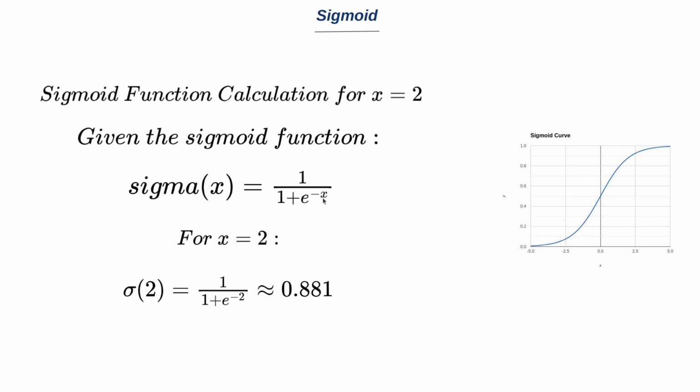So e power minus 1000, the value is very close to 0, so you can assume that it is 0. When you have 0 in this particular term, it's basically 1 divided by 1. So the output that you are going to get will be closer to 1. So you can think about it this way: if you get a large positive number, your sigmoid activation function would give you a value that is closer to 1. Okay, I hope this makes sense to you.